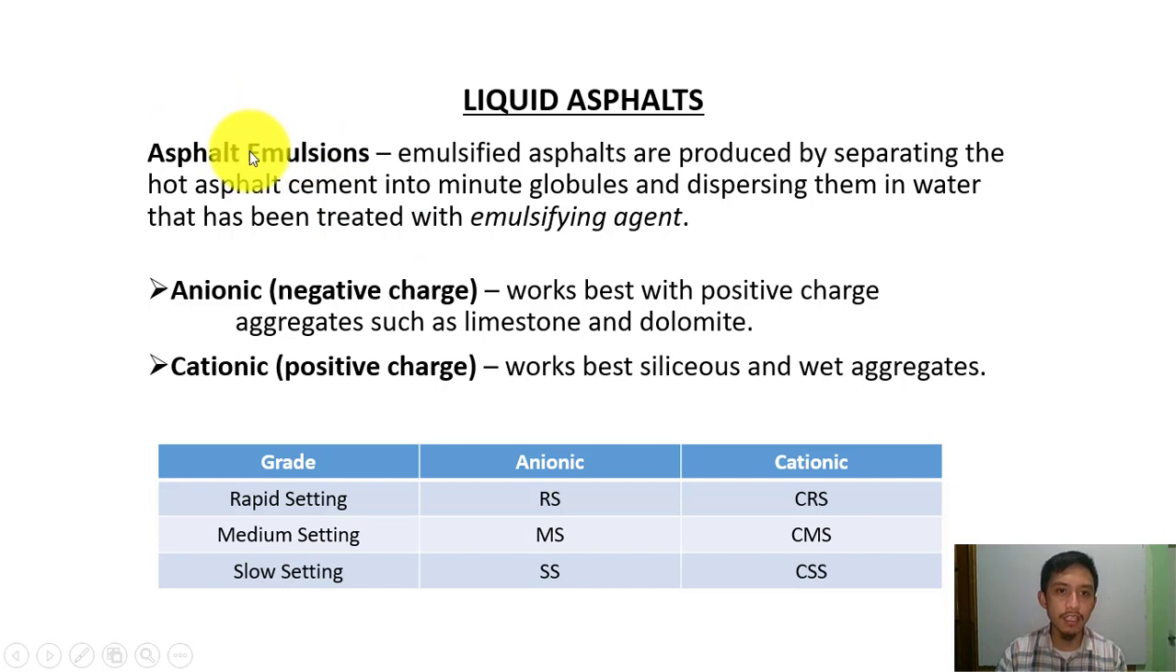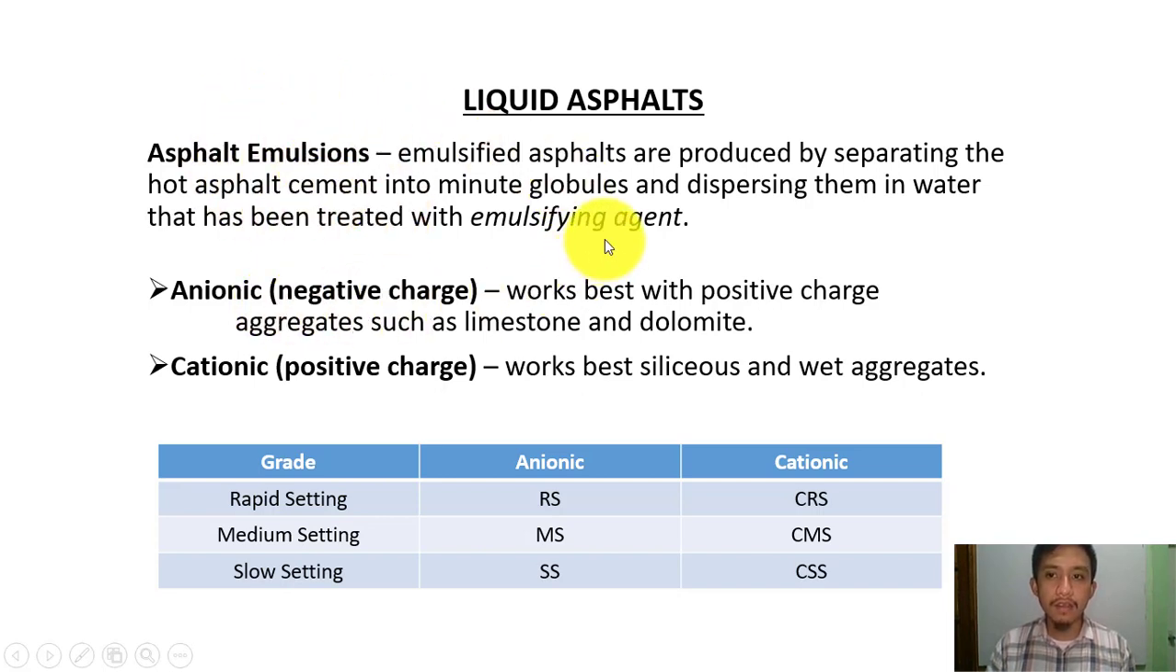So this is now the second type of liquid asphalt, which is your emulsified asphalt, or we call that one asphalt emulsions. So this is the process. Emulsified asphalts are produced by separating the hot asphalt cement into minute globules and dispersing them in water that has been treated with an emulsifying agent. So that is the process of emulsified asphalt or asphalt emulsion.